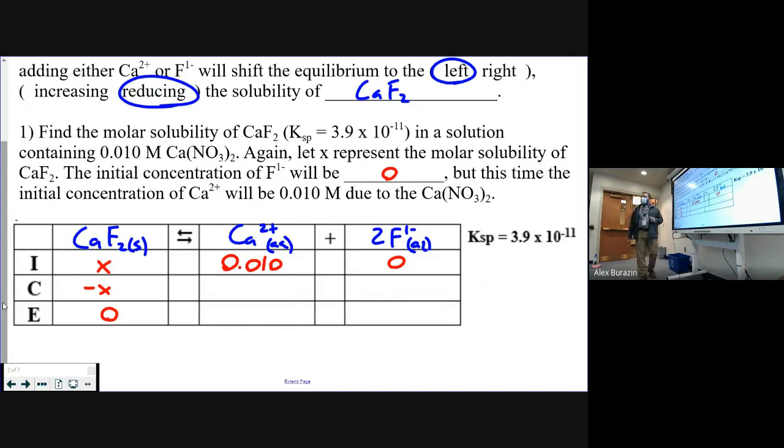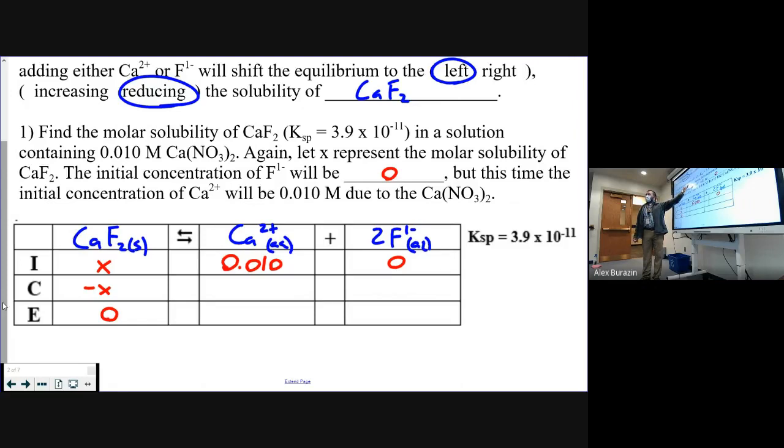Now, we got to read between the lines just a smidge. This molarity is for calcium nitrate. Calcium nitrate is an ionic salt compound. When this dissolves in water, what happens to it?